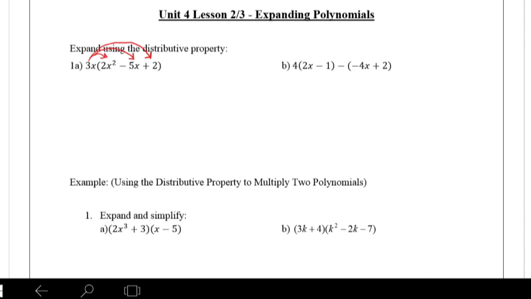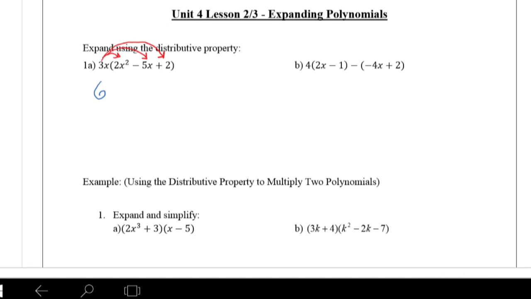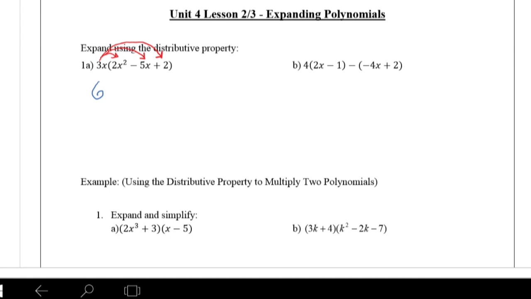So the first one's going to be 3 times 2, which is going to give me 6. And then I have x times x squared. Now, we spent a lot of time talking about what to do with exponents. And if we're multiplying exponents with the same base, we add the exponents. So it's going to give me 6x to the power of 3. And then I'm going to go 3 times 5 is going to give me negative 15. And x times x is going to give me x squared. And then 3x times positive 2.